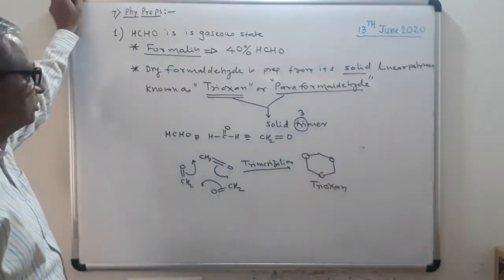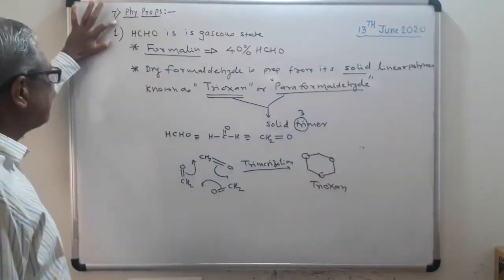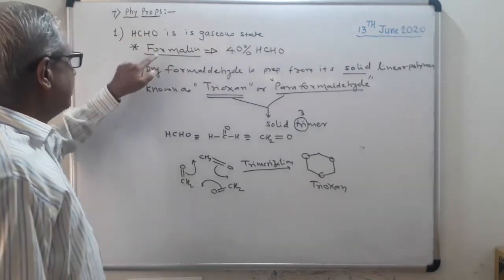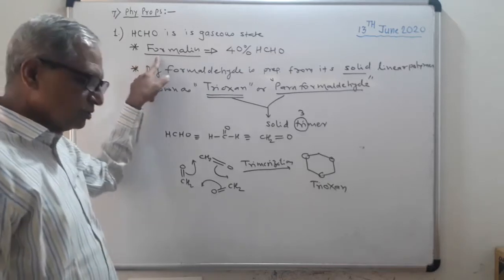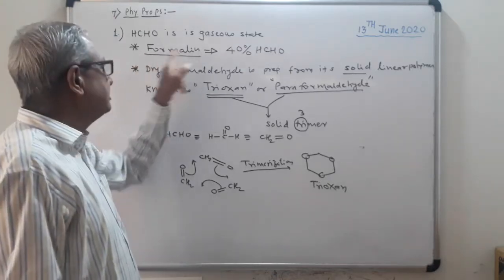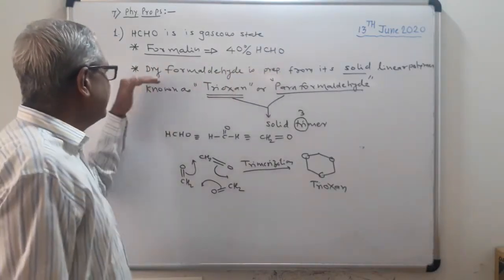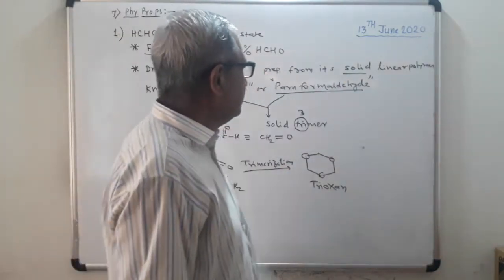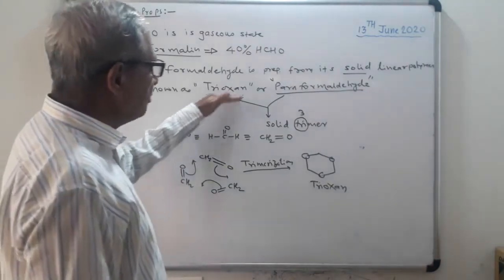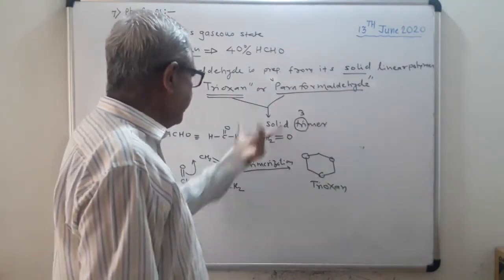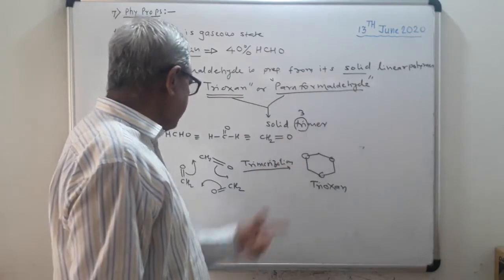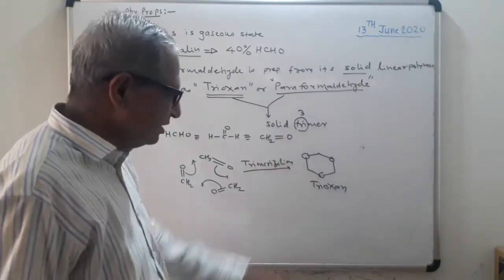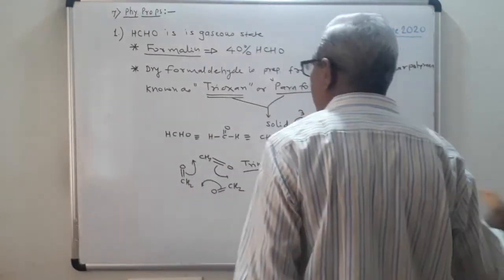That is a trioxane. So this is the first important physical property. Formaldehyde is in a gaseous state. Formalin, which is used to preserve the biological specimen, is 40% formaldehyde. Dry formaldehyde or pure formaldehyde is prepared from the solid linear polymer known as trioxane or paraformaldehyde. Both are solid trimers, and formaldehyde can also be written in this way. This is a trimerization reaction. This is the first physical property.